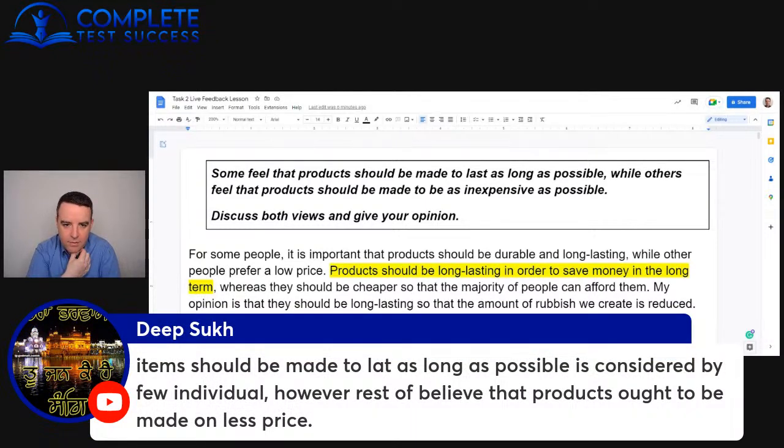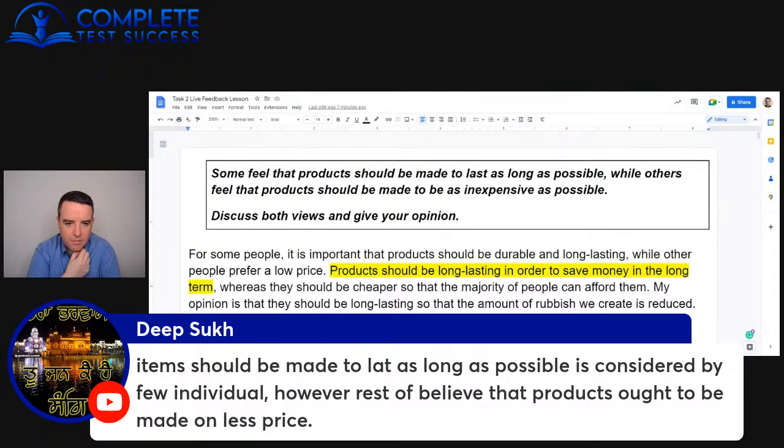Deep: "Items should be made to last as long as possible is considered by a few individuals. However, rest of people think that products ought to be made on less price for a cheaper price." So at the moment, you're not really constructing sentences with a lot of accuracy here, Deep. So items should be made to last as long as possible. You've got a spelling mistake there, L-A-S-T, not L-A-T. So it should be items being made to last as long as possible is considered to be the best thing to do by some individuals, and individuals needs to be pluralized.